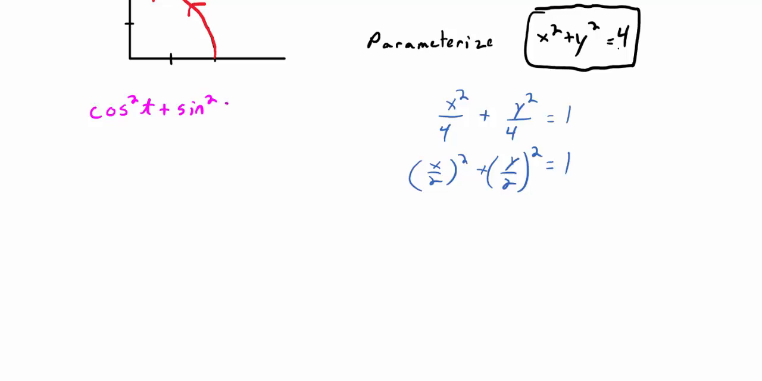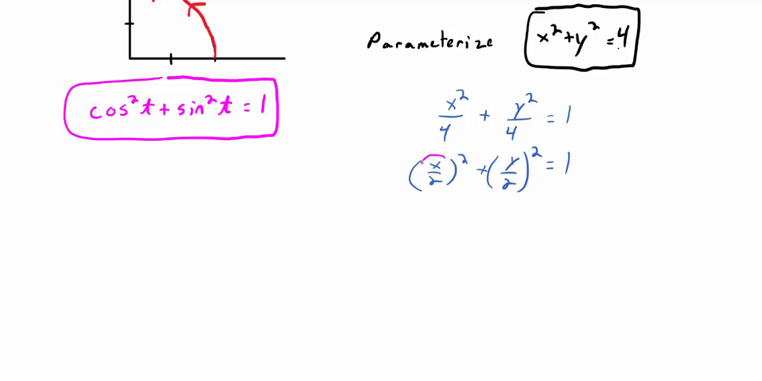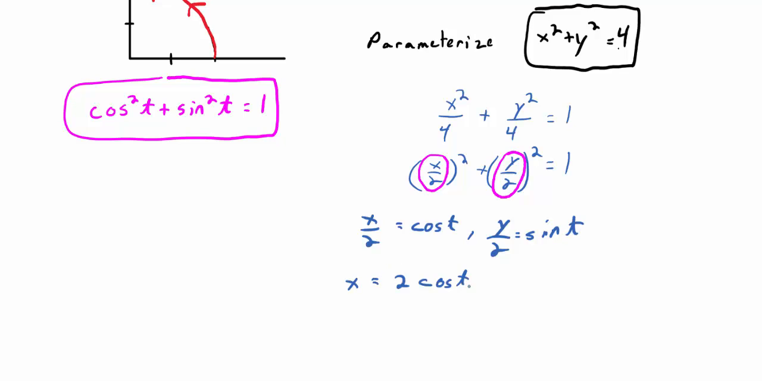So in that scenario, what's acting like the cosine of t? What are you squaring first? X over 2, right? And what's acting like the sine of t? Y over 2. So to get your parameterization, you could set x over 2 equal to cosine of t and y over 2 equal to the sine of t, and get x equals 2 cosine t, y equals 2 sine t. Now, you may recall that the parameterization is automatically counterclockwise as desired.